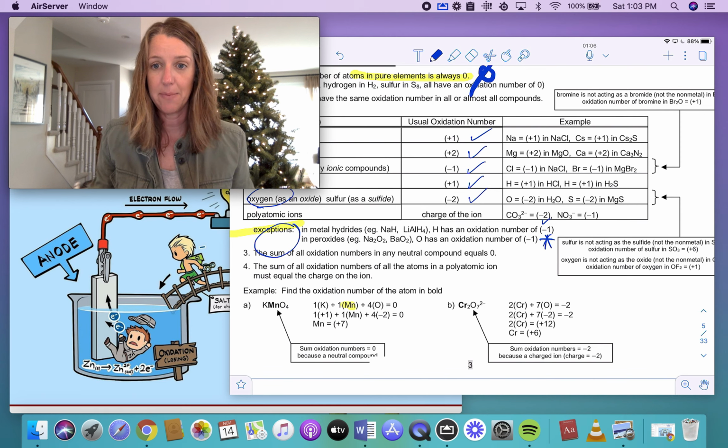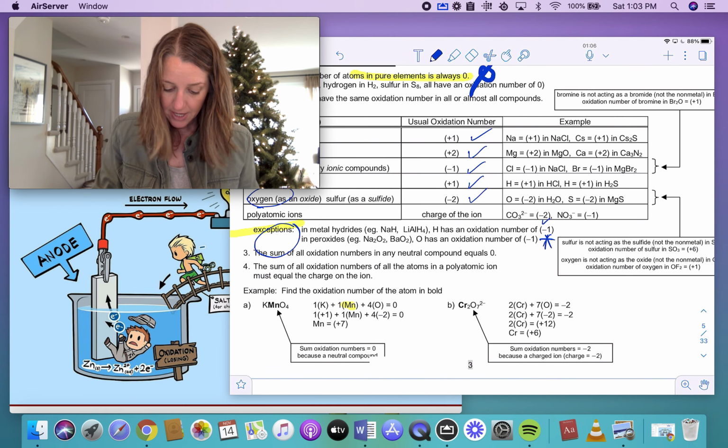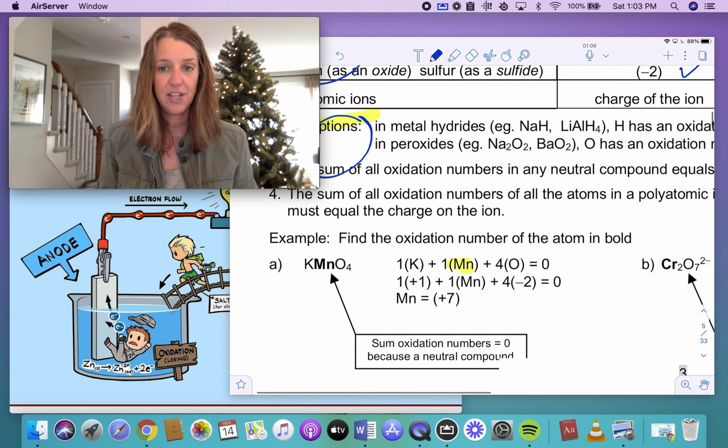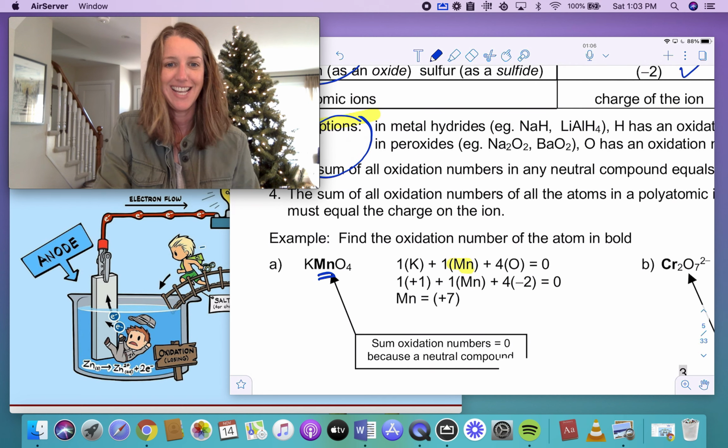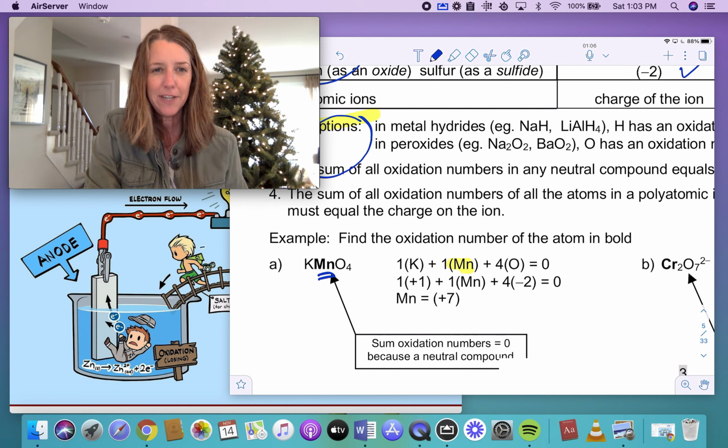Here are the two examples down below. Okay, if you were to find the oxidation number of the atom that's bolded, so that's what this question is asking us for, you need to figure out what's the oxidation number of manganese.